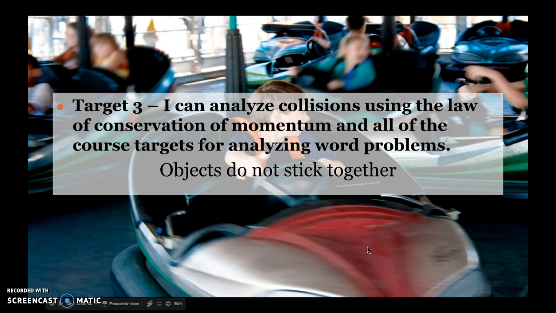All right, so there are 3 scenarios where momentum is conserved that are a little bit different. So we're going to look at each of those. The first one is when objects do not stick together. So there's a collision and the objects do not end up together afterwards. The background picture here is kids in bumper cars. Bumper cars bump off of each other, and so they are not sticking together.